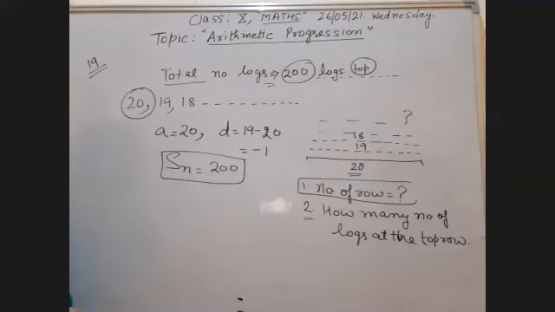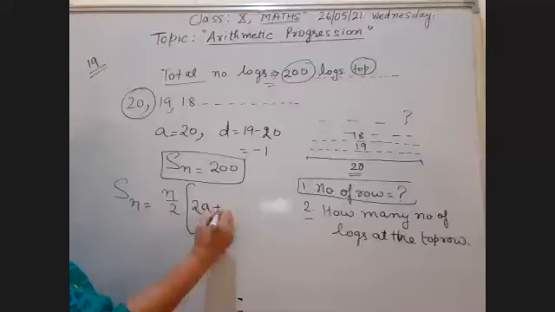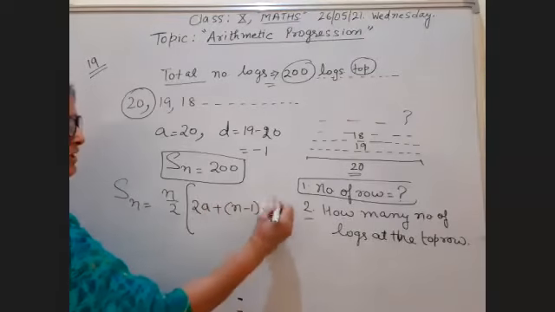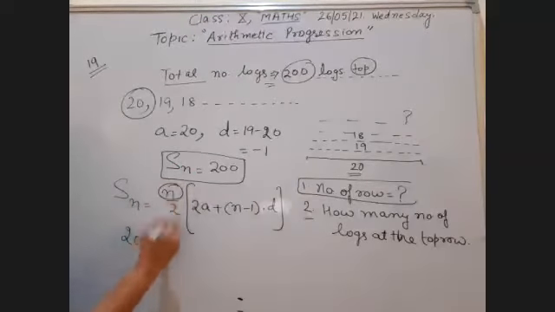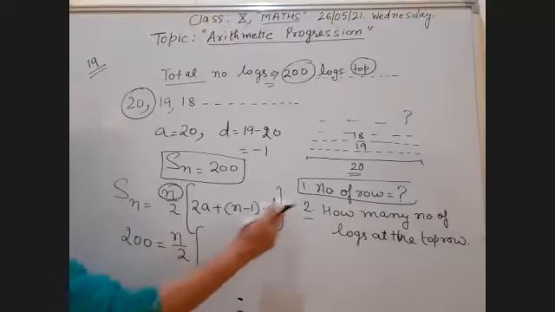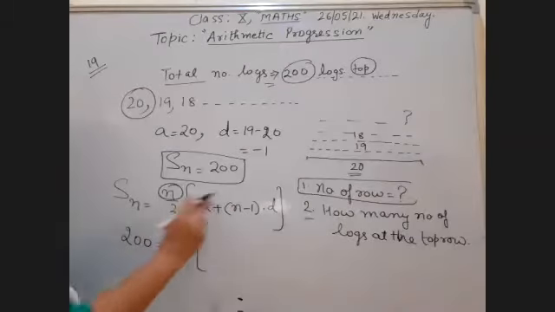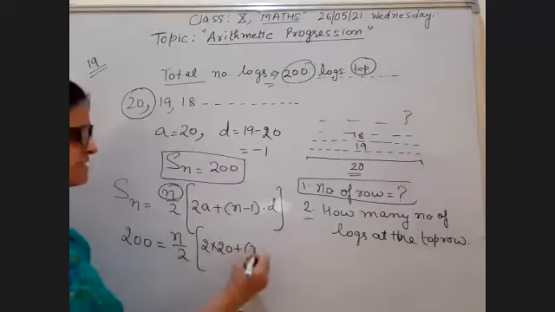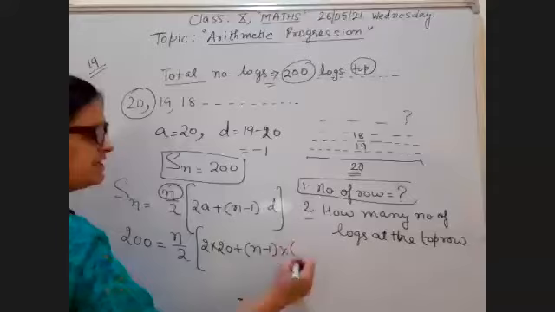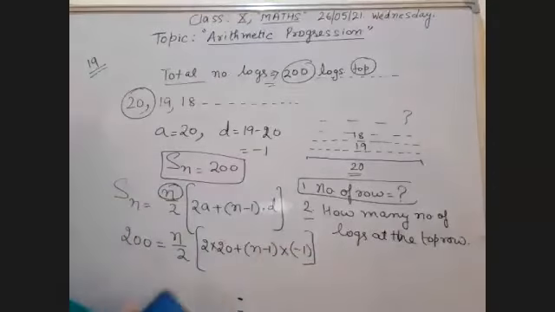The total number of logs is 200. Now you have to write down the formula Sn equal to n upon 2, 2a plus n minus 1 into d. Okay, in this question, the total number of logs is 200 and n is not given here, you have to find it, the number of rows. The first term a is given in the question, 20, and d is given here, -1. You have to put all the values which are given in the question.